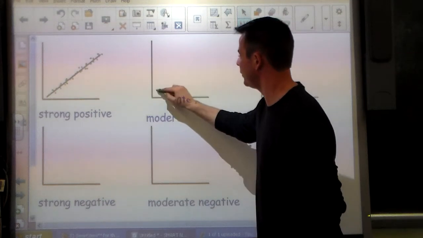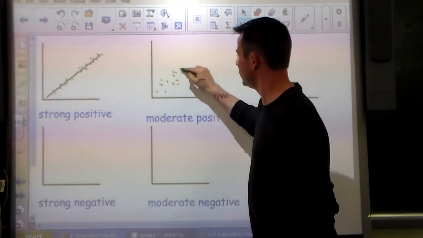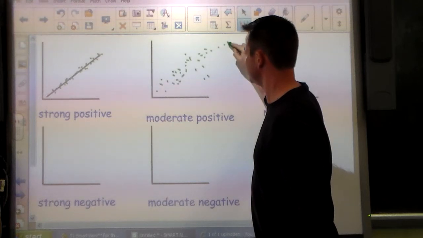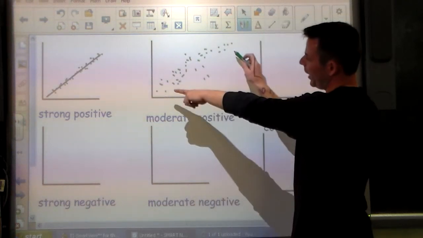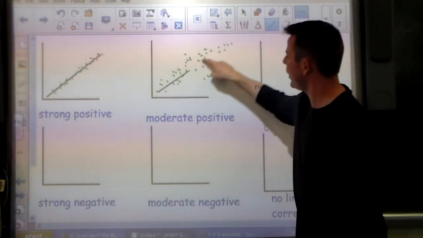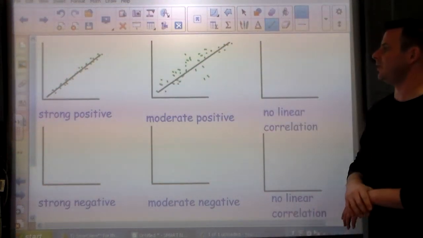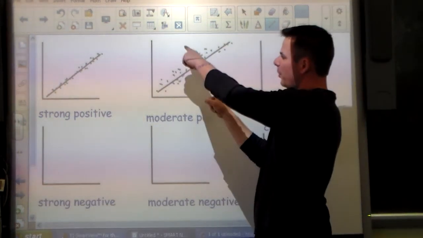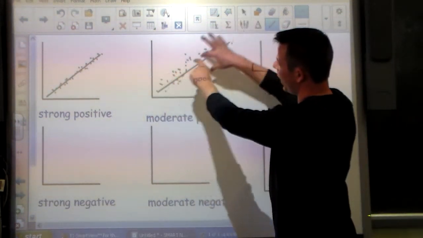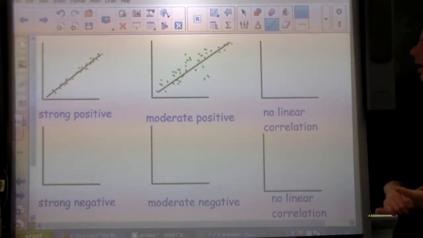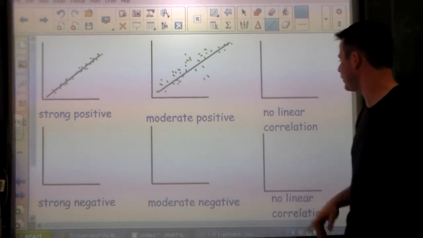A moderate positive would look something like this. Yeah, there's a couple of outliers, but the general shape of the graph is still increasing as we go along. So there's a moderate positive. For the most part, they all kind of line up with the line of best fit. So this would be a moderate positive linear correlation.